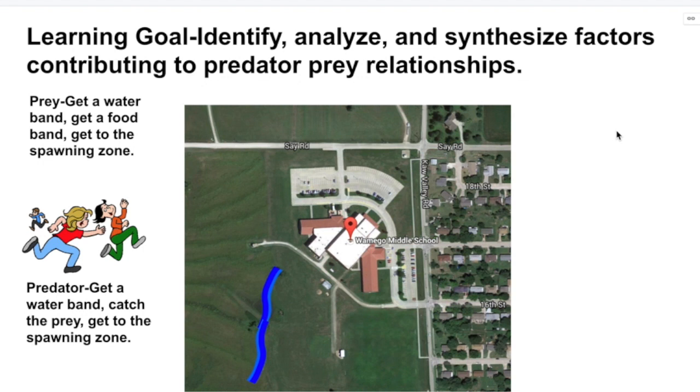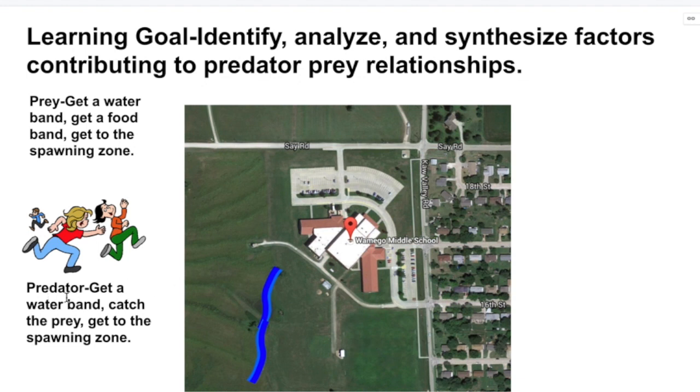So we developed a game, a form of tag and chase that would be played in the grounds around his middle school. If a student was assigned to be prey, he would have a bright green headband on. His or her goal would be to get a water band by getting to the water area and picking up a blue rubber band that they would put around their wrist, go out into the surrounding grass area and find a green rubber band to put around their wrist to show that they were able to get food, and then safely get over to the spawning zone where they could pick up a red rubber band. All of this had to be done without getting caught by a predator.